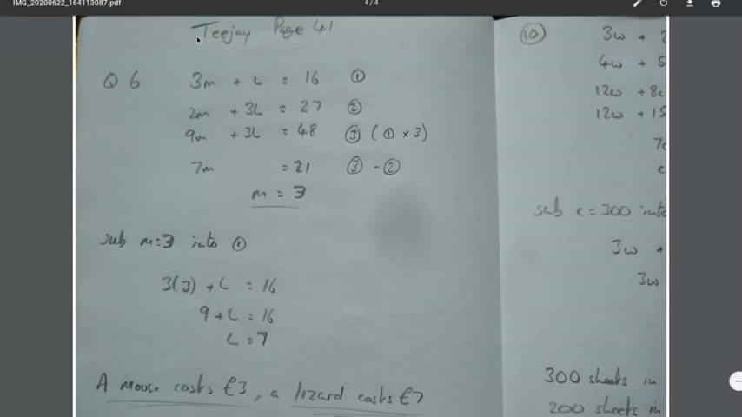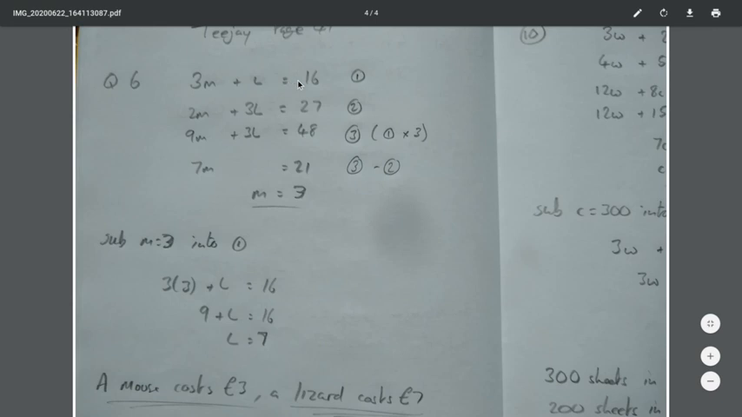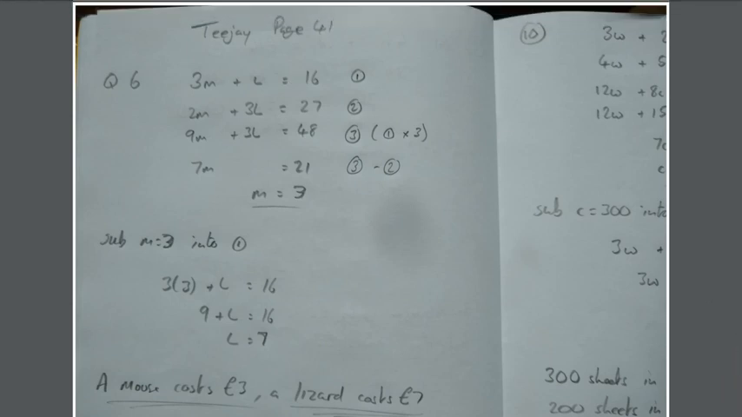So Mike and Fran went to the local pet shop. Mike bought 3 mice and a lizard for £16. So 3 mice and a lizard, so 3m plus L equals 16. Fran paid £27 for 2 mice and 3 lizards, so 2m plus 3L equals 27. Find the cost of each mouse and each lizard.